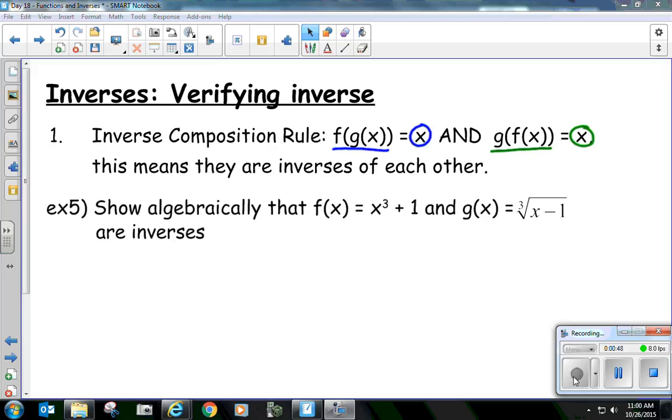So we have two functions here, for example, 5. Show algebraically that f of x equals x cubed plus 1, and g of x, which is the cubed root of x minus 1, are inverses. All right? And I can do that using the inverse composition rule.